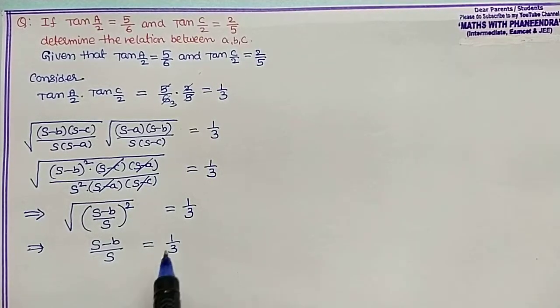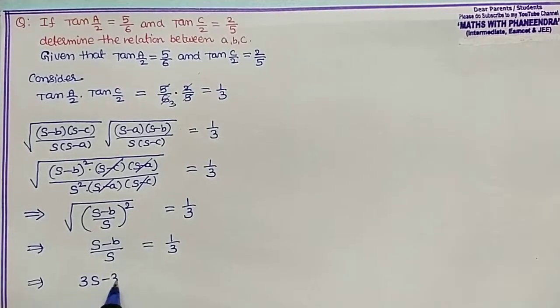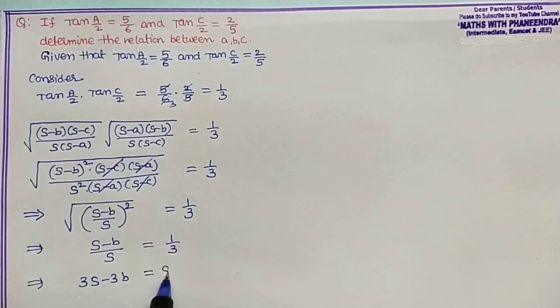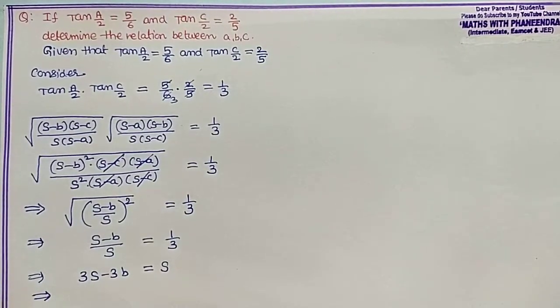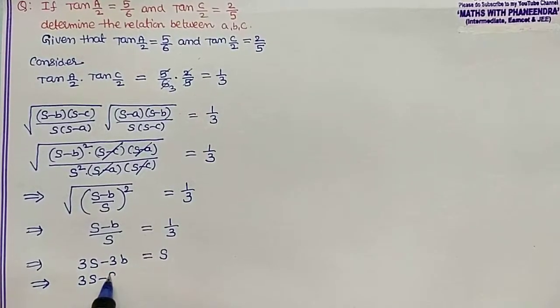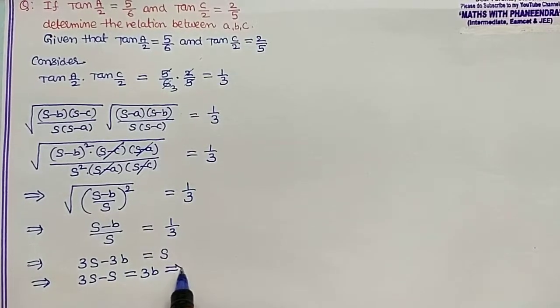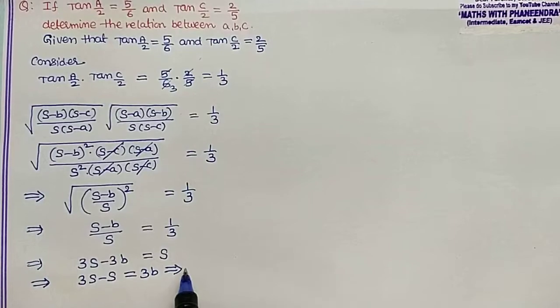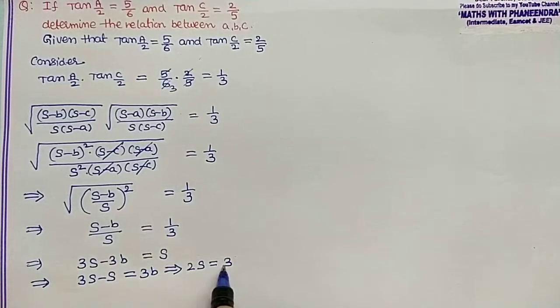Now, cross multiply. 3s minus 3b equal to s. Here s we are taking to LHS and minus 3b we can take into the RHS side. So now it becomes 3s minus s equal to 3b. That also implies that 3s minus s, which is 2s, is equal to 3b.